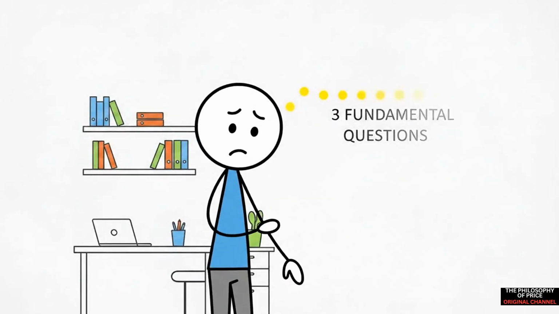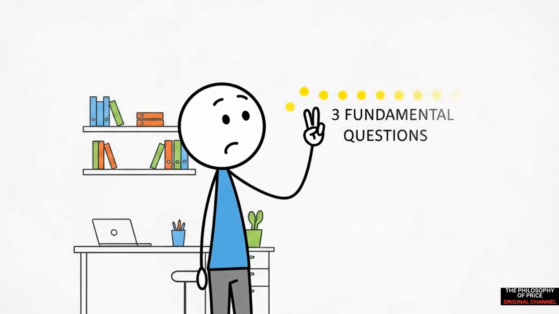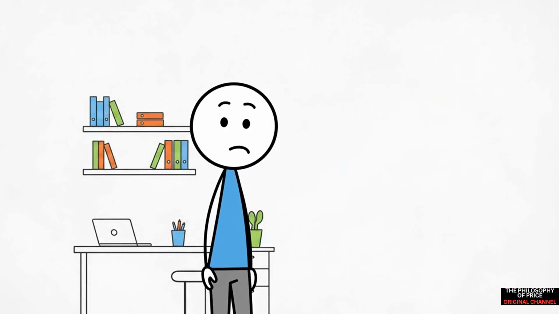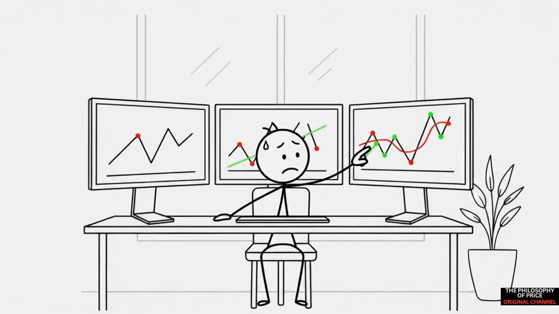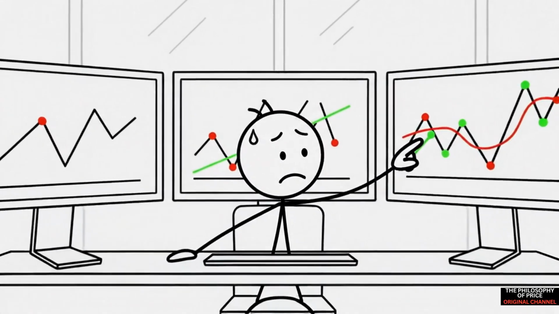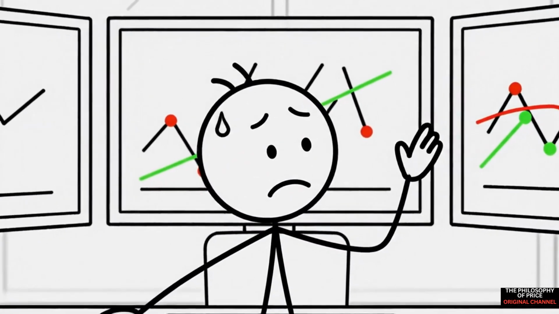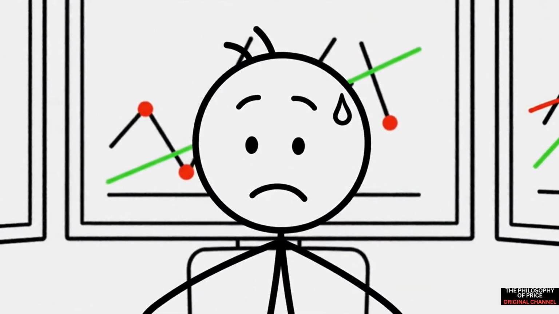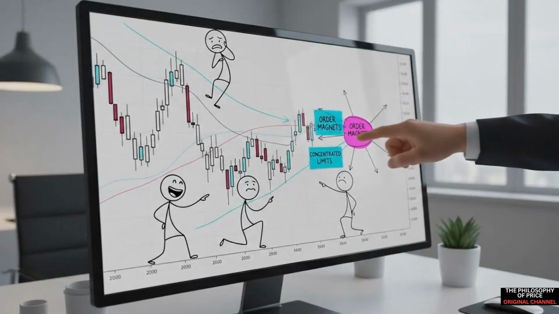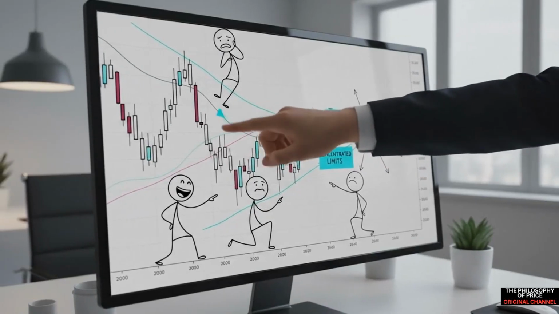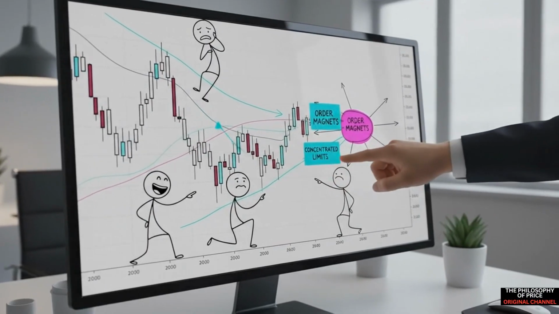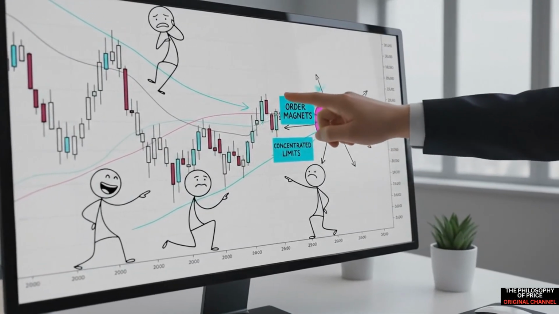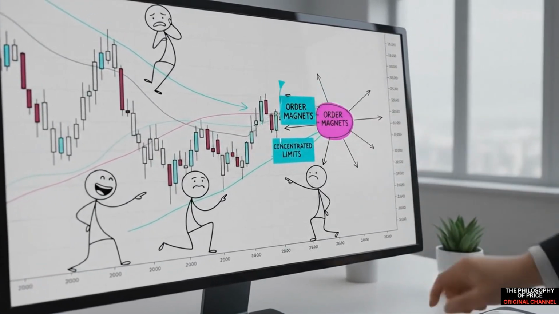You don't actually need to memorize numerous chart patterns. Instead, focus on internalizing just three fundamental questions. The first question to ask is, where is the concentrated liquidity likely located? Observe your chart for obvious swing highs, swing lows, and significant round numbers. These points act as magnets, attracting a cluster of various orders: limit, stop, and conditional. The market naturally gravitates towards these levels because that's where collective decisions are made.